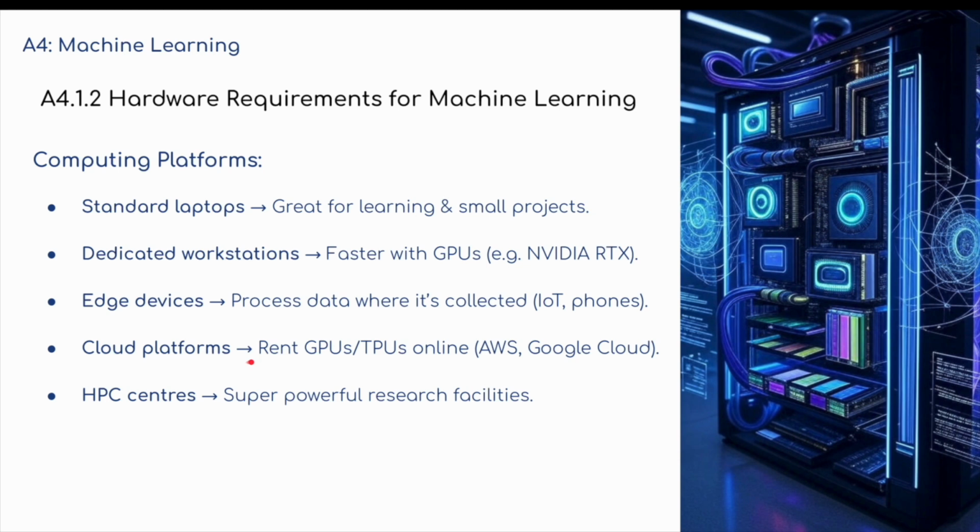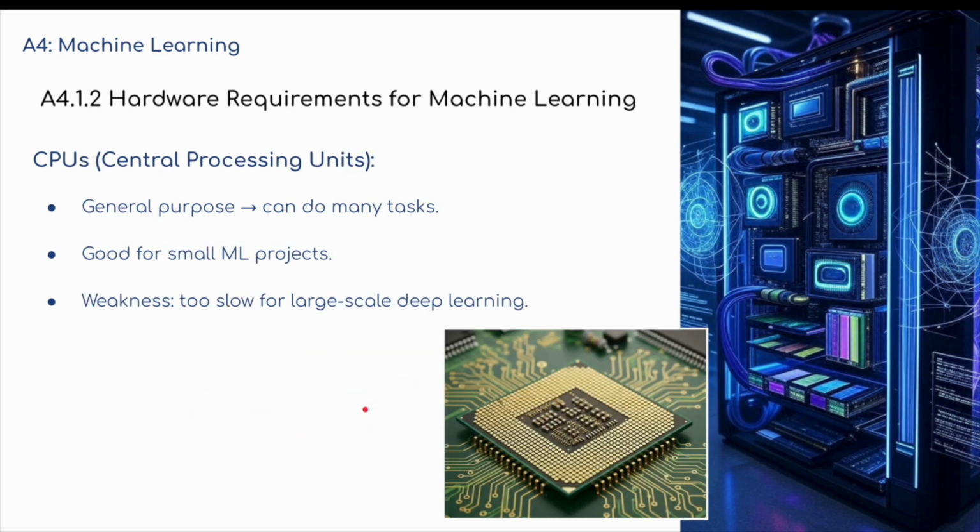Cloud platforms rent GPUs, TPUs online. AWS and Google Cloud are examples of these. And HPC centers, super powerful research facilities. Okay, so that's obviously the most powerful there. So let's break it down.